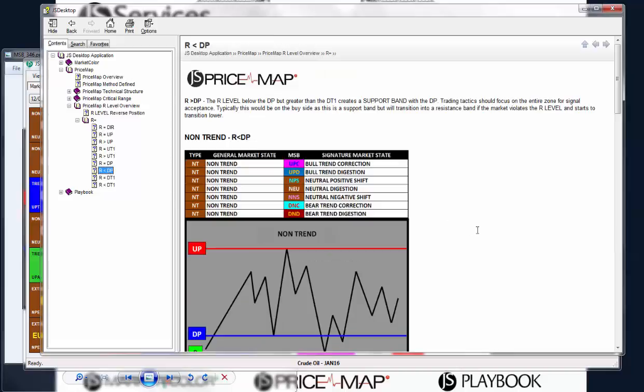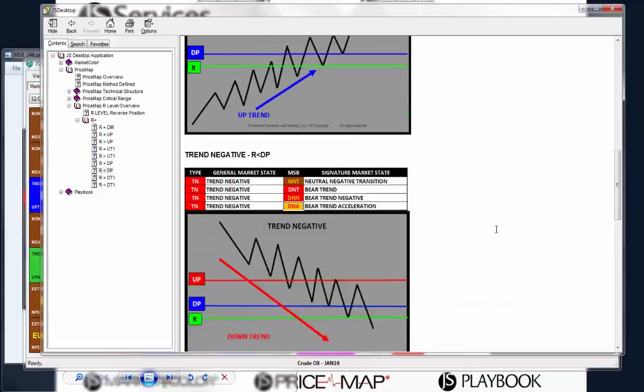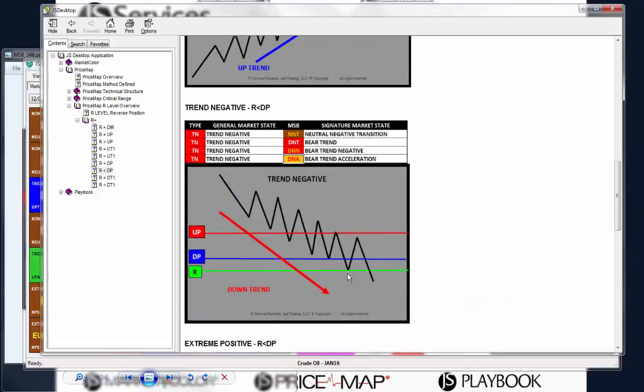However, if the R level is below the market in a negative trend, it's actually giving us more of a positive skew. We have more of a positive expectation. We're in a negative trend environment, but with sentiment below the market, we have a corrective expectation. So where the sentiment bias is going to skew the state. So it's going to change things.